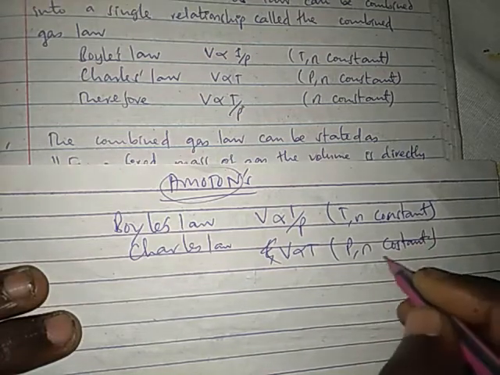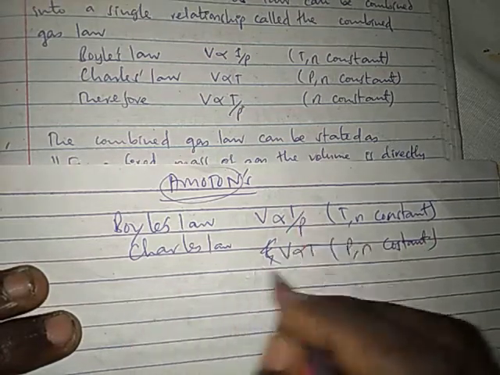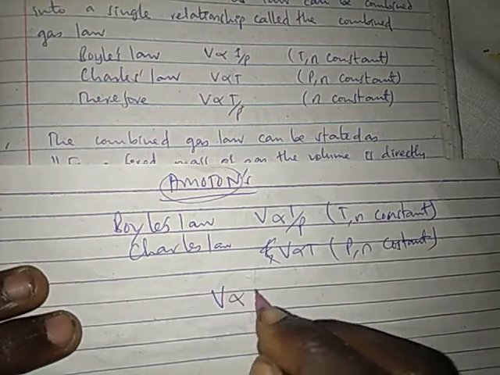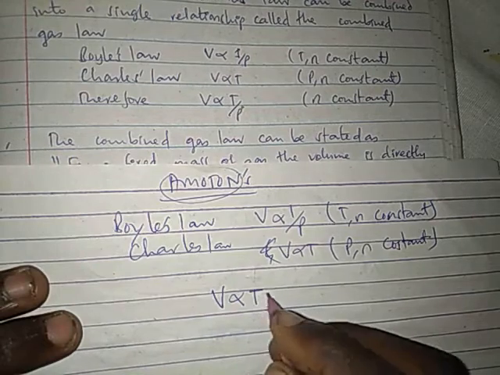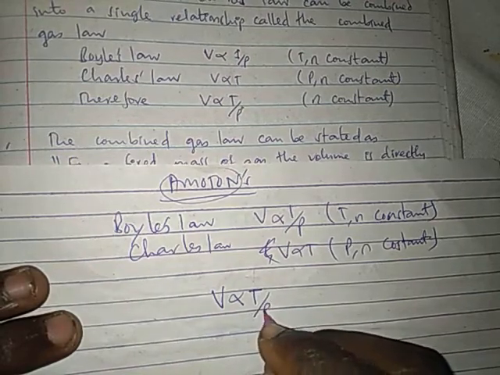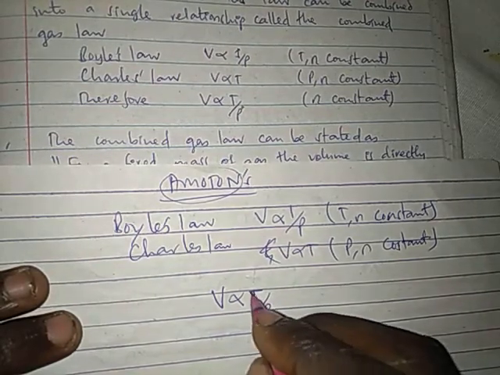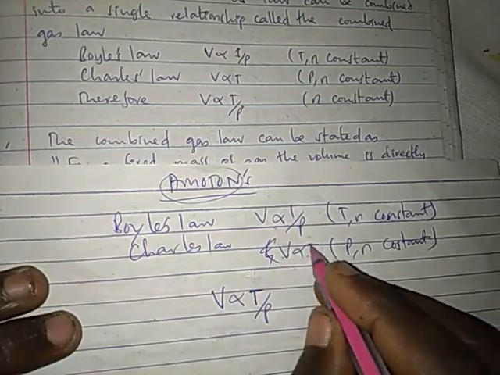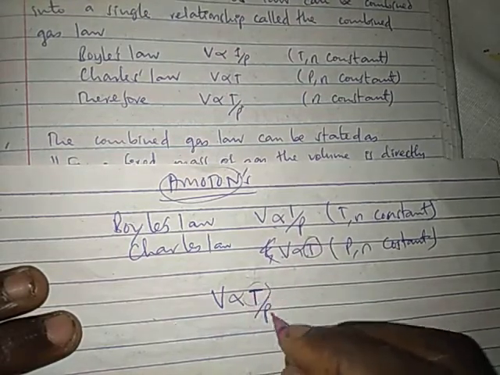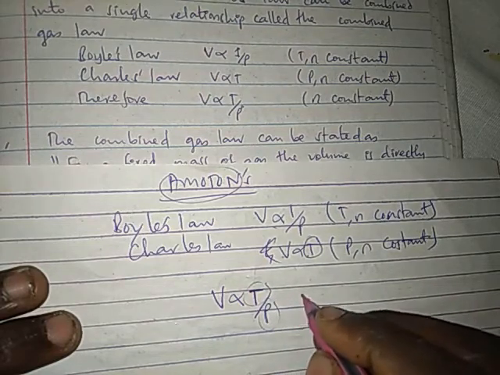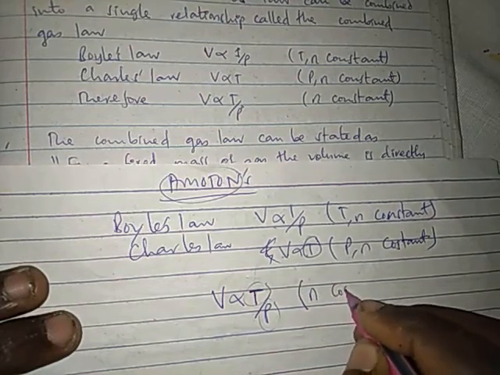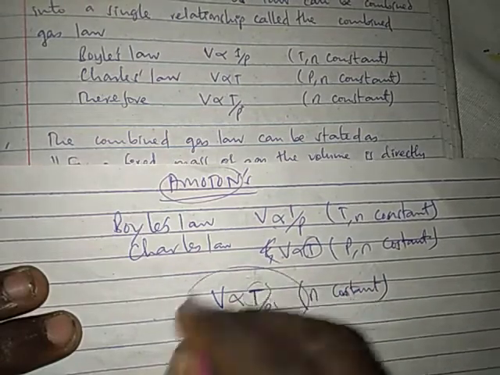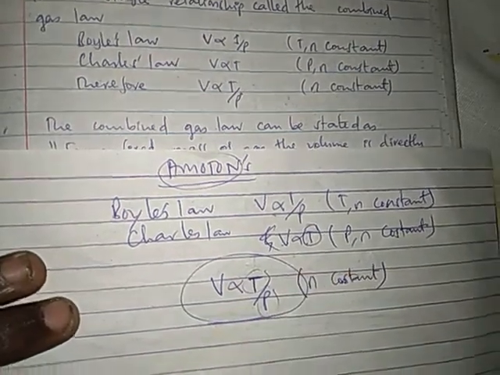Now, keeping the number of moles constant, combining these two gas laws, volume will be directly proportional to temperature and inversely proportional to pressure. Tumecombine relation kati ya volume na pressure and relation kati ya volume na temperature. Volume itakuwa directly proportional to temperature, which is Charles, and inversely proportional to pressure, which is Boyle's. Here the number of moles will be constant. So this is what we call Amoton's law.